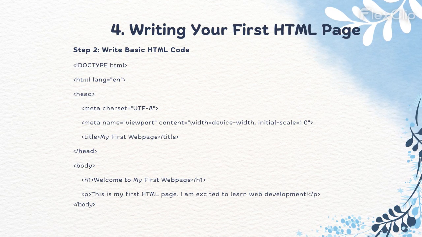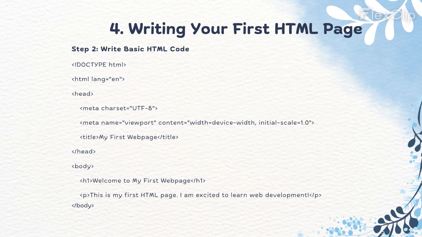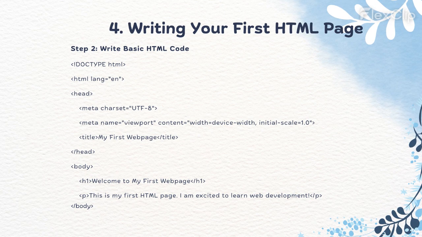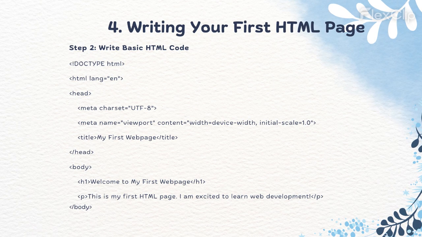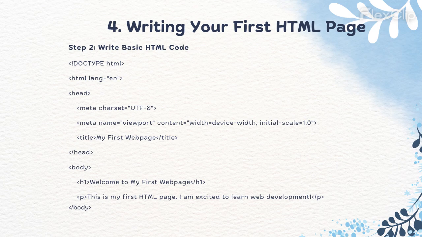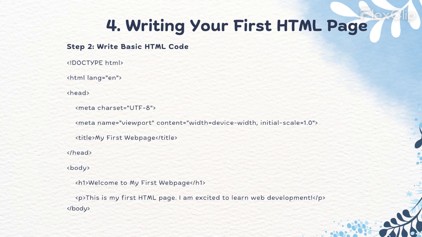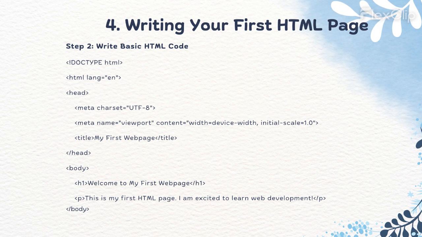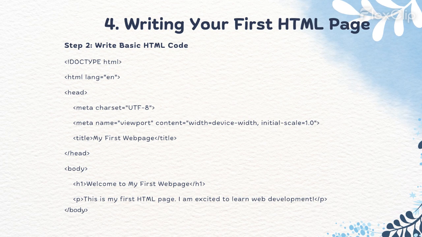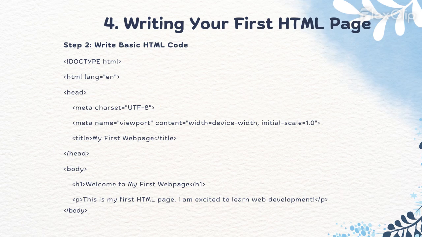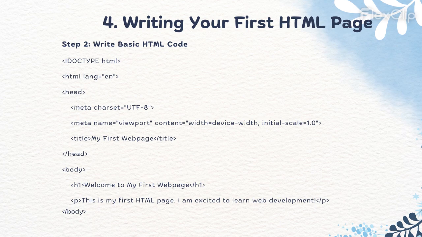Step 2. Write basic HTML code. In this video, we show how to write your first HTML code. We use tags in the HTML language. Tags mean less than and greater than signs. So first we start with doctype html: less than sign, exclamation mark, DOCTYPE html, then the closing greater than sign. The starting tag uses less than and the ending tag uses greater than.